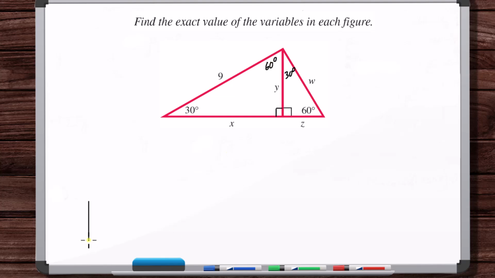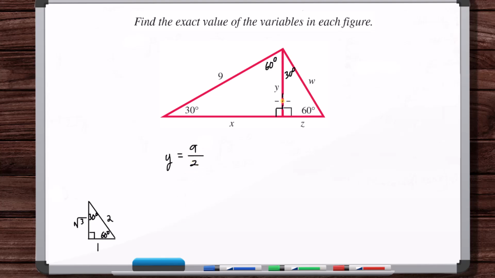Okay, so the 30, 60, 90 base triangle. Again, the idea is for any 30, 60, 90 triangle, the leg that's connected to the 60-degree angle is going to be half the hypotenuse. So this leg is going to be half of 9. So y is 9 halves.